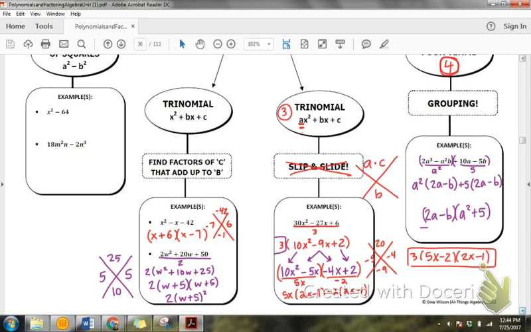Remember, your parentheses should be touching because it means multiplication, so your parentheses need to be right next to each other. Okay? Any questions on this problem?